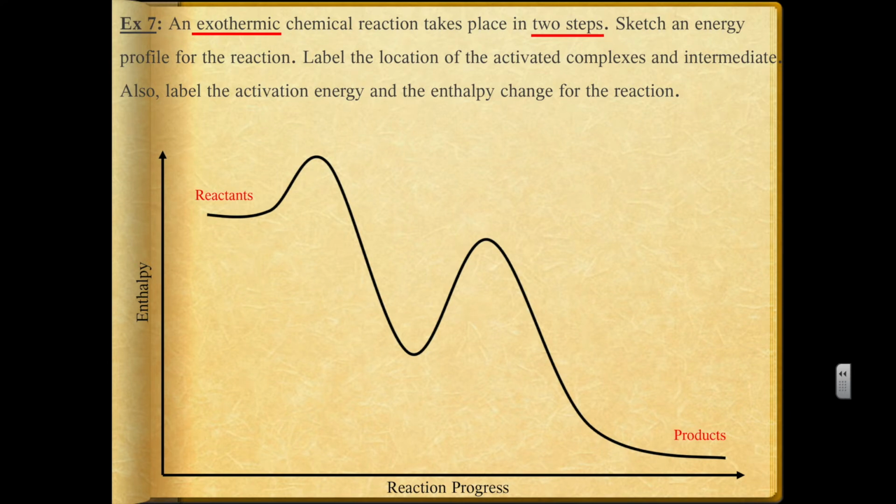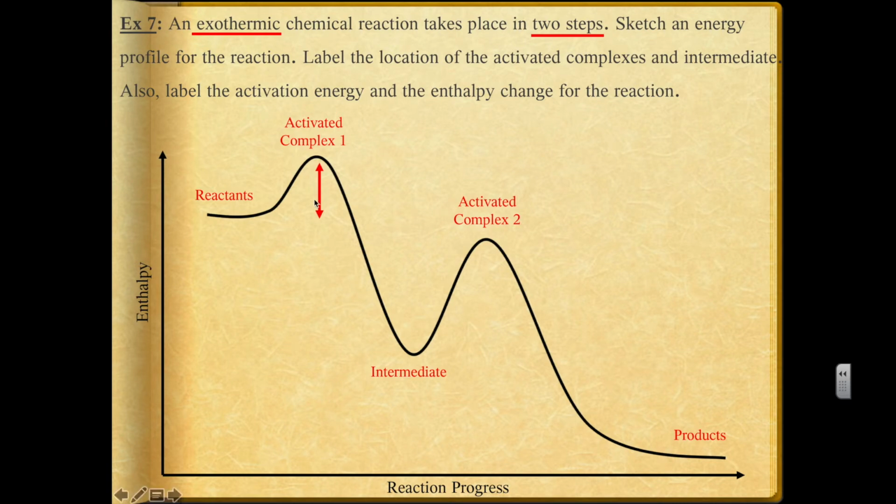All right, so now I need to label the location of the activated complexes. So the activated complexes are the peaks right here. You can call them complex 1 and complex 2. And the intermediate is going to be that middle portion right there. It's not exactly a product. It could be a product if you didn't have this activation energy. All right. And then I also want to label the activation energy and the enthalpy change for the reaction.